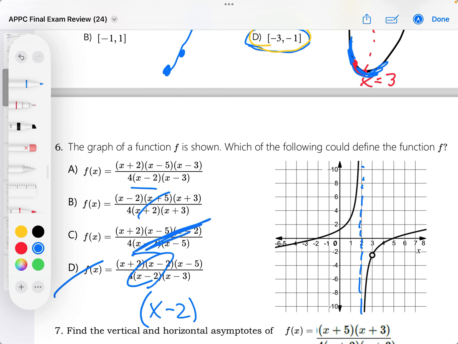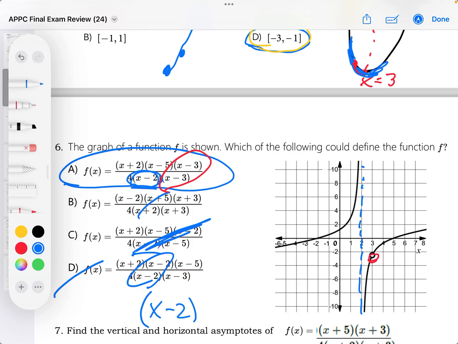C also has the same value. That would create a hole. So really A is the only option, the only one that has the denominator value I'm looking for. This also would have where I have an x minus 3, x minus 3. That would explain why I have a hole at x equals +3.